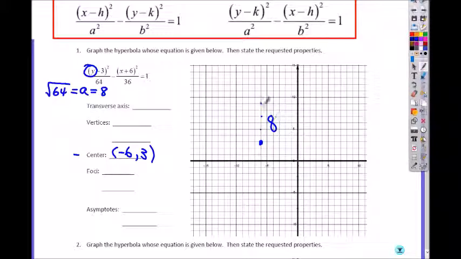So that's 8. So here's your vertex. So down 8, 2, 4, 6, 8. So that is your other vertex, which will be negative 6, comma, 9, and negative 6, comma, negative 5. And what is the transverse axis? The line that goes through the vertices and the center. So this is the transverse axis. So that is x equals to always what? Negative 6. Yes.